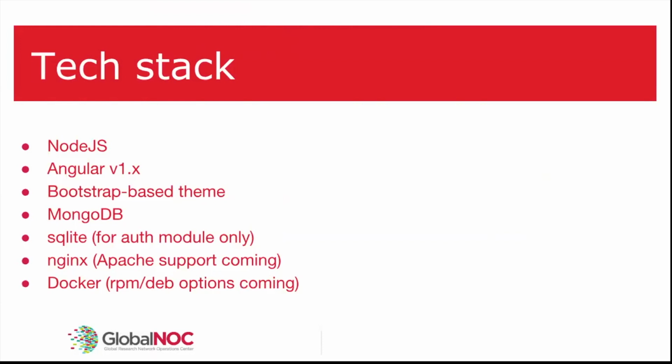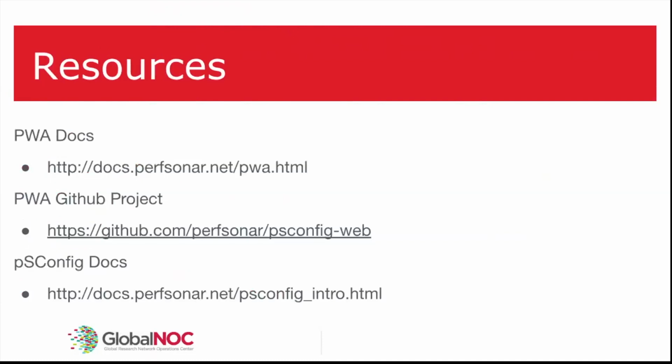Again, Nginx, though we'll be using Apache soon. You can use whichever one you like. And the RPM and Debian packages are coming soon. You'll notice this is a bit of a different tech stack from a lot of the other perfSONAR components, so it may be a bit of a challenge to support, just because a lot of these are outside of our main areas of expertise. But I think that'll be fine.